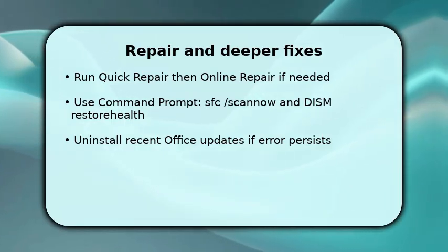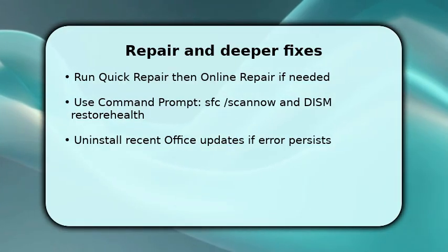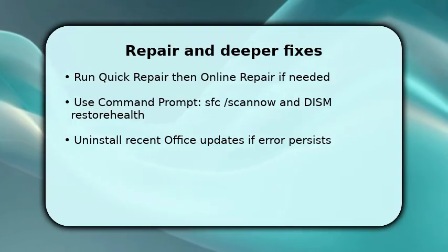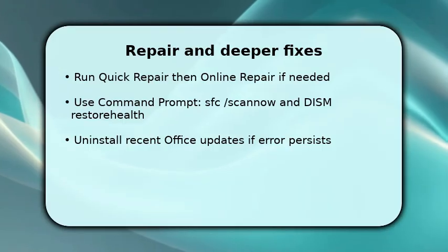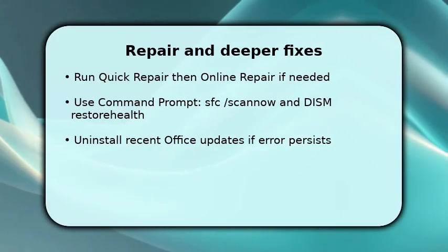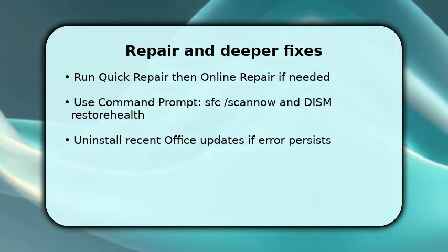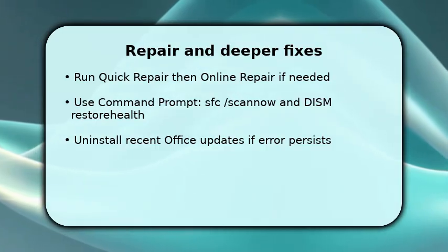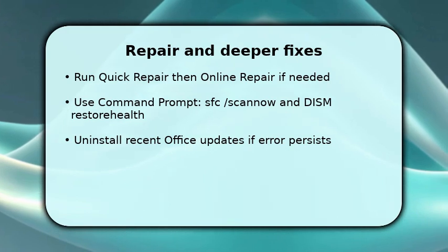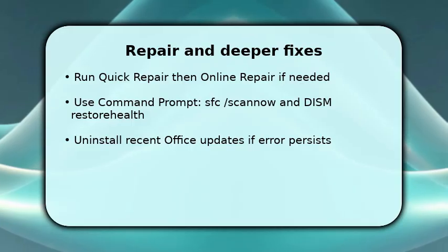While that runs, open an elevated command prompt and run sfc /scannow to fix corrupted system files, then dism /online /cleanup-image /restorehealth to repair the component store. These steps patch the underlying Windows issues that trigger 30015. Make sure to reboot between stages. If a recent Office update triggered the fault, uninstall that update and retry repair, since rollbacks often resolve conflicts.